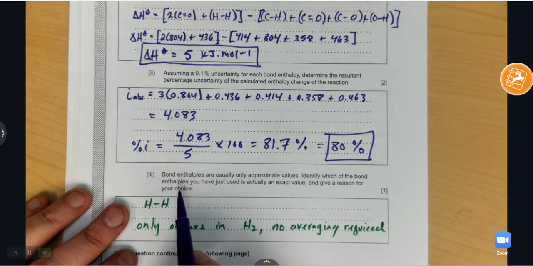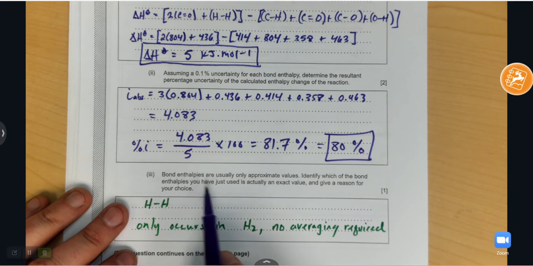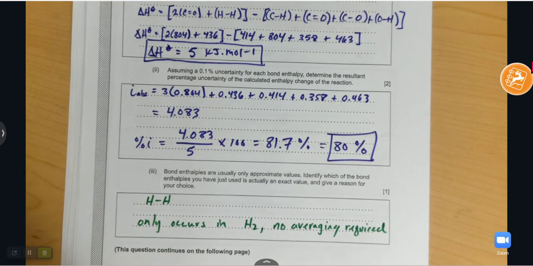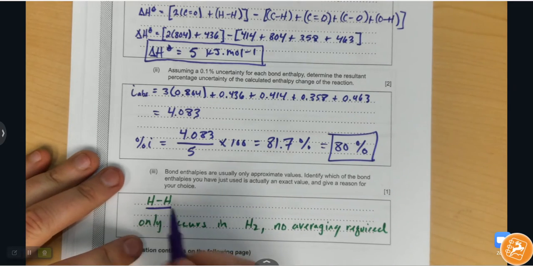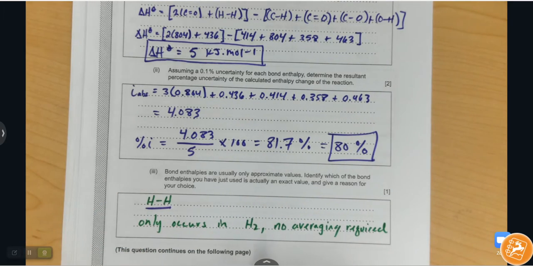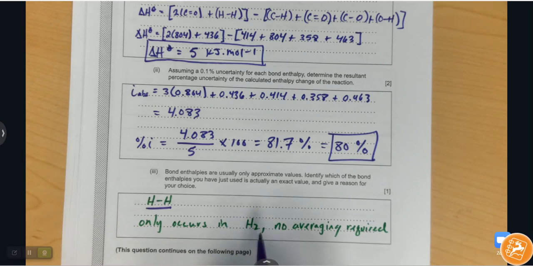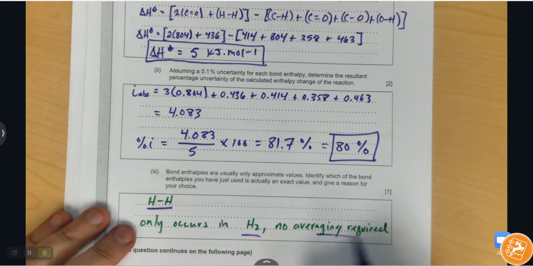All right, so part I says, bond enthalpies are usually only approximate values. Well, they're approximate values because they're averages, right? So it says which enthalpy that's used is exact. Well, it's got to be the hydrogen-hydrogen bond. Hydrogen can only make one bond, so this bond only occurs in the hydrogen molecule. There's no averaging required, so it's exact.